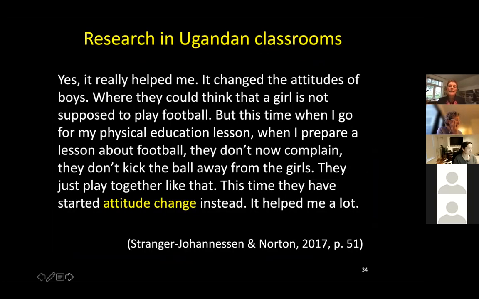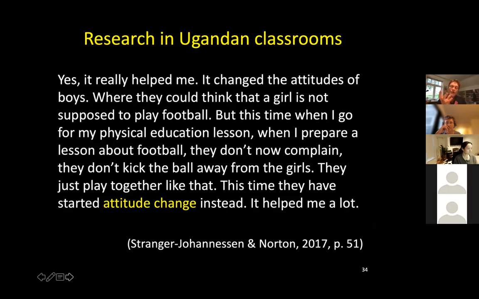And the teacher says, yes, it really helped me. The African Storybook really helped me. It changed the attitude of boys, where they could think that a girl is not supposed to play football. But this time, when I go for my physical education lesson, when I prepare a lesson about football, they don't now complain. They don't kick the ball away from the girls. They just play together like that. This time they have started an attitude change instead. It helped me a lot.